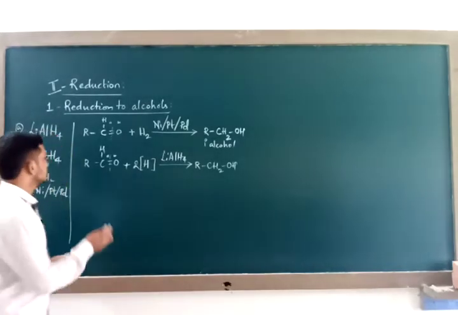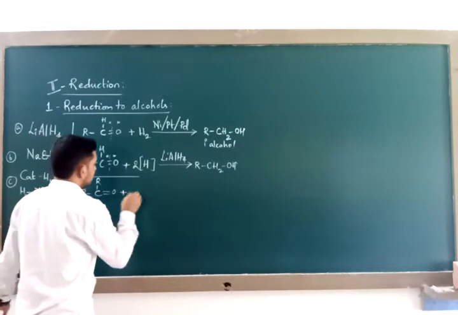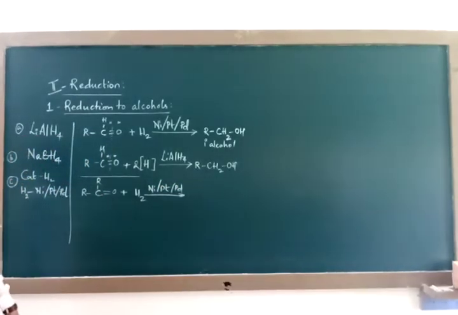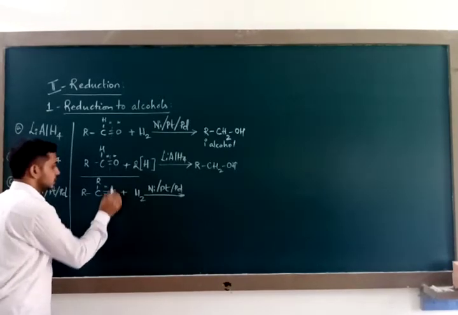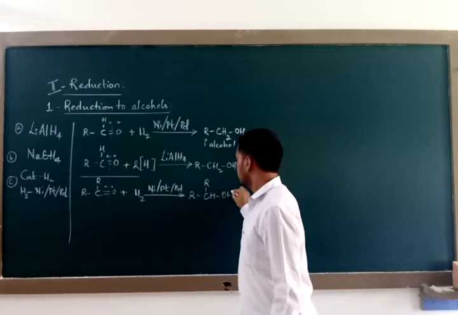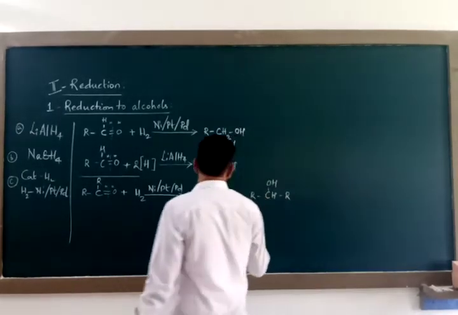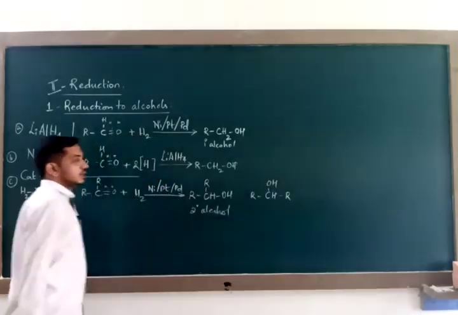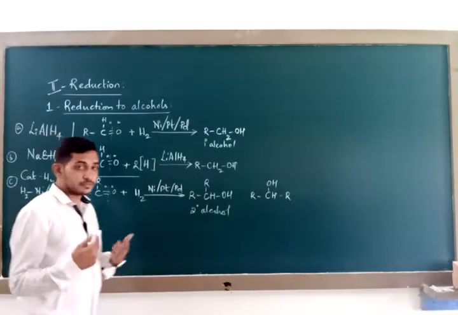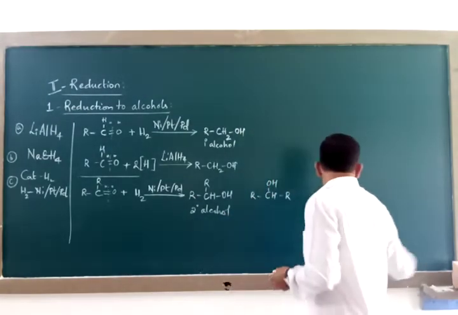What happens if a ketone is reduced? Select a ketone, R, C, R, double bond O. If it is reduced under the same conditions, either nickel or platinum or palladium, add one hydrogen here and the other hydrogen here. Then you will have R, C, R as it is, with H and OH. Properly rearranged, it looks like R-CH(OH)-R. It is a secondary alcohol. Reduction of aldehydes gives primary alcohol, and reduction of ketones gives secondary alcohols, using lithium aluminium hydride, sodium borohydride, or catalytic hydrogenation. This is the first reduction.